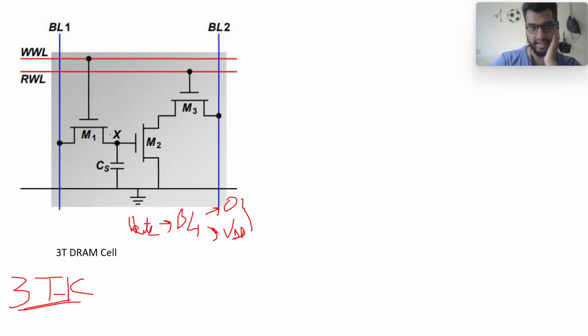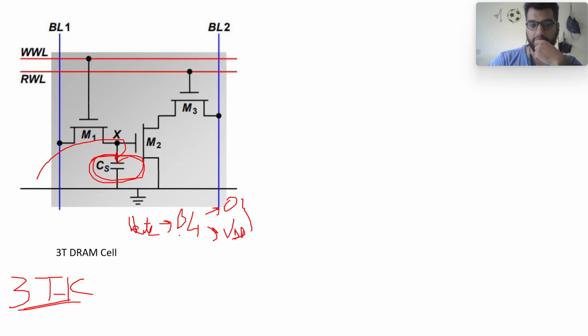As we assert this write word line high, this M1 transistor will turn on. If it was 1, because of this charge sharing, it will get stored on this X. And if it was 0, this will be discharged and it will remain at 0 only. So as we assert the word line high, 1 or 0 will be stored on this capacitor at node X.